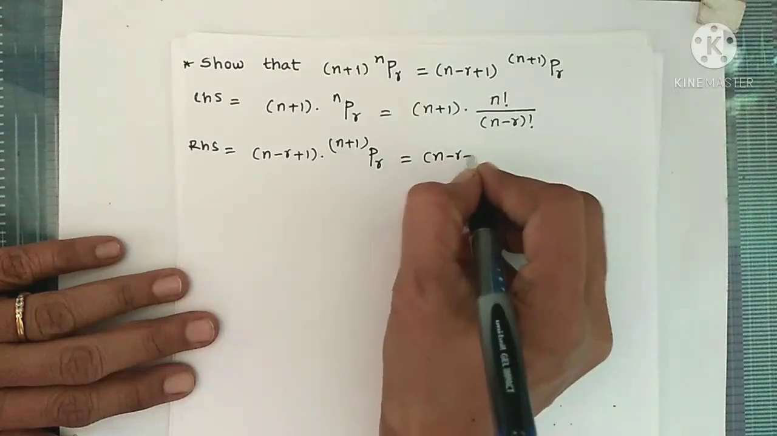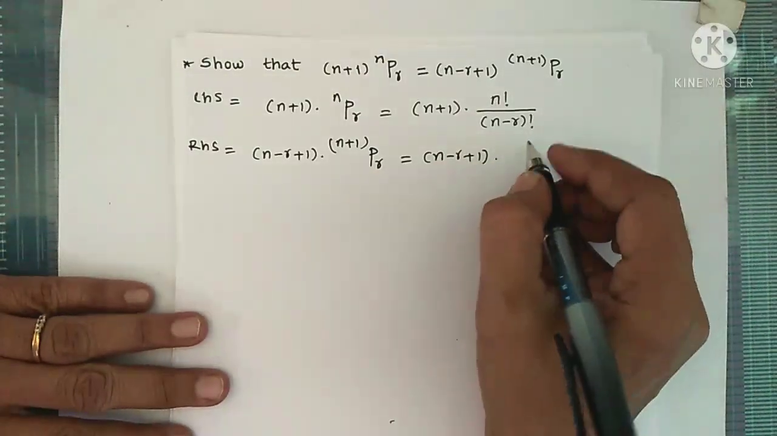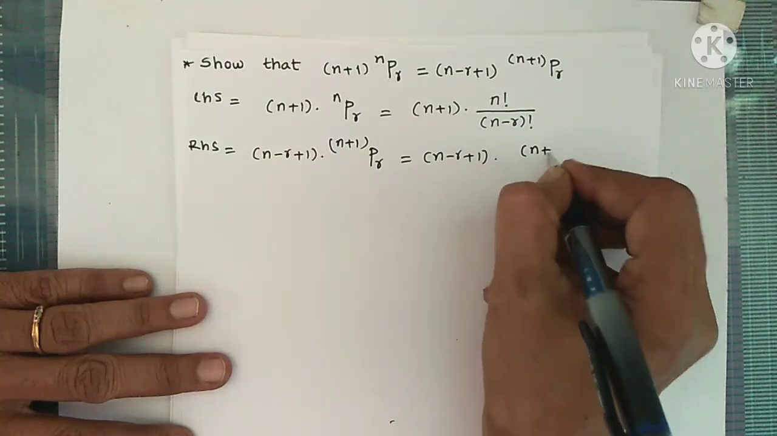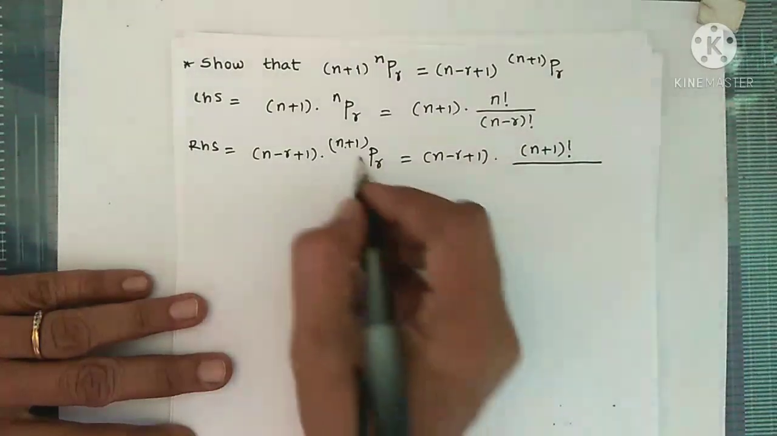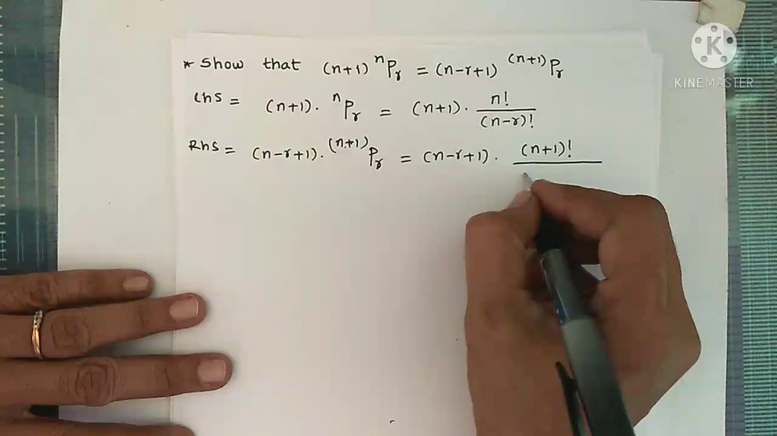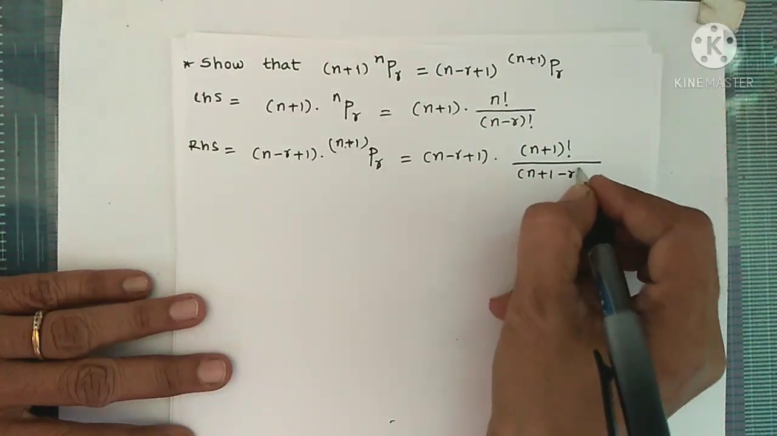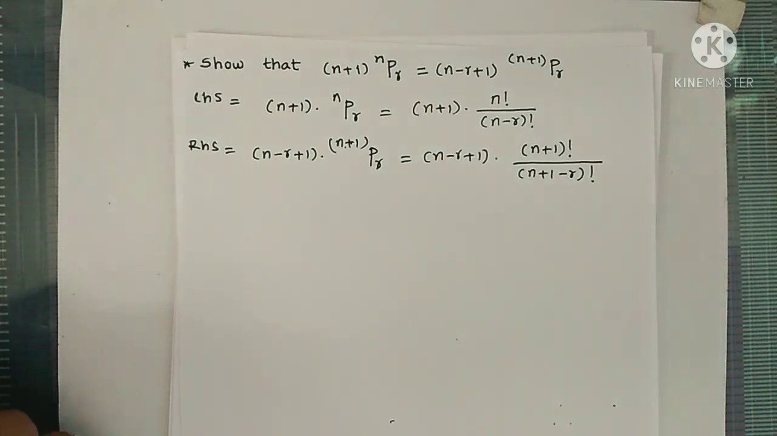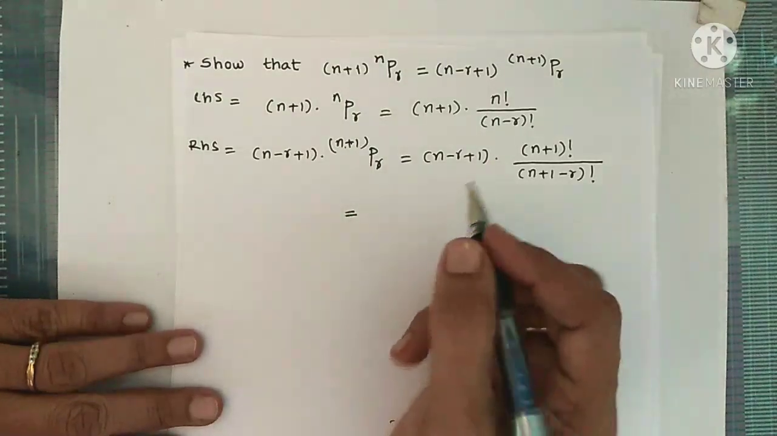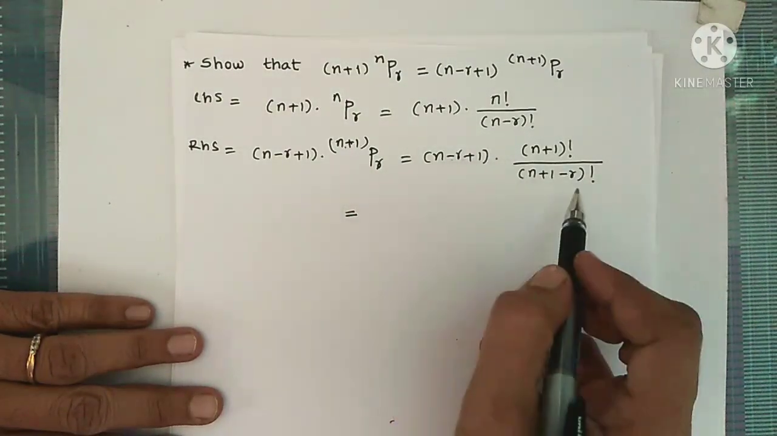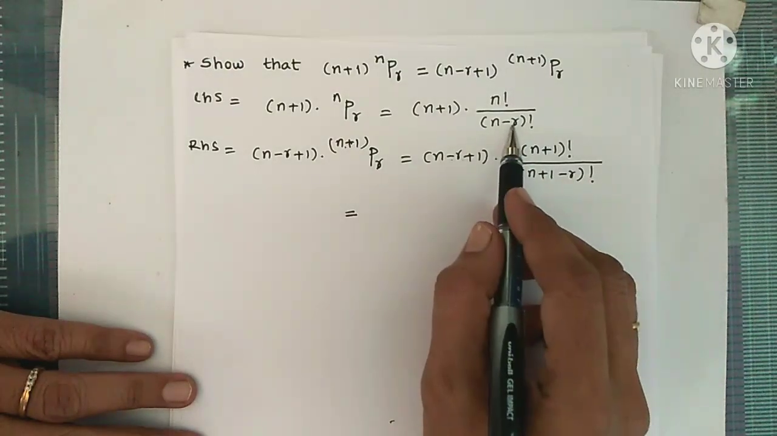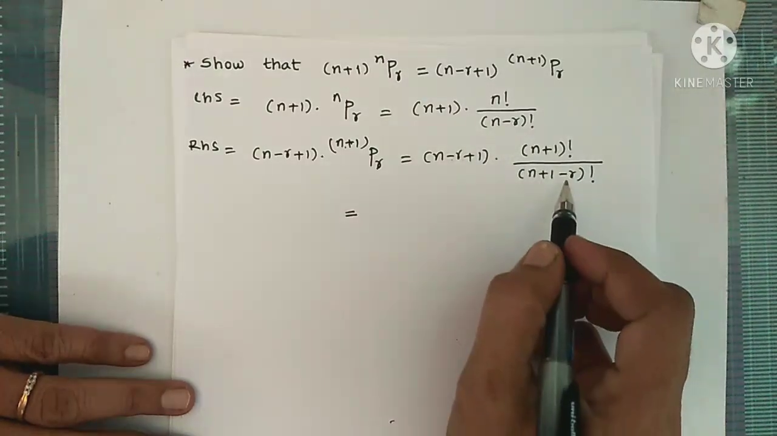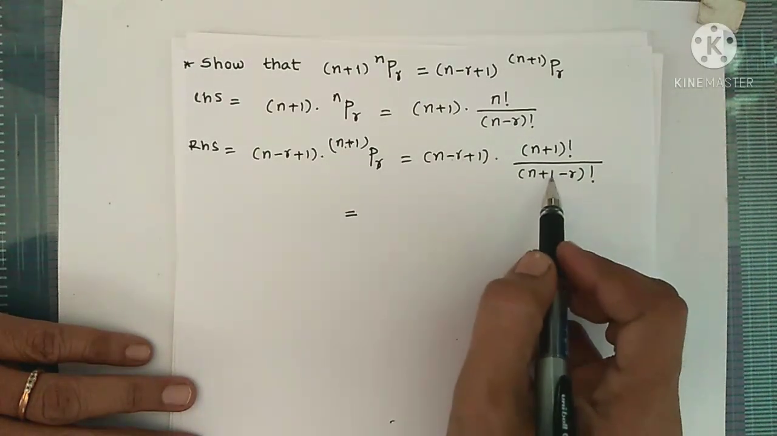So (N minus R plus 1), this bracket as it is. Using the formula for NPR, we have to write the factorial of this number first. So it is (N plus 1) factorial divided by, we have to subtract this number from this number, and we have to write the factorial of that. So this is (N plus 1) factorial divided by (N plus 1 minus R) factorial. So now here we have (N minus R plus 1), and here it is (N minus R plus 1) factorial. Okay. And we want here (N minus R) factorial, as in the left hand side the denominator is (N minus R) factorial. See, the difference is 1 only.